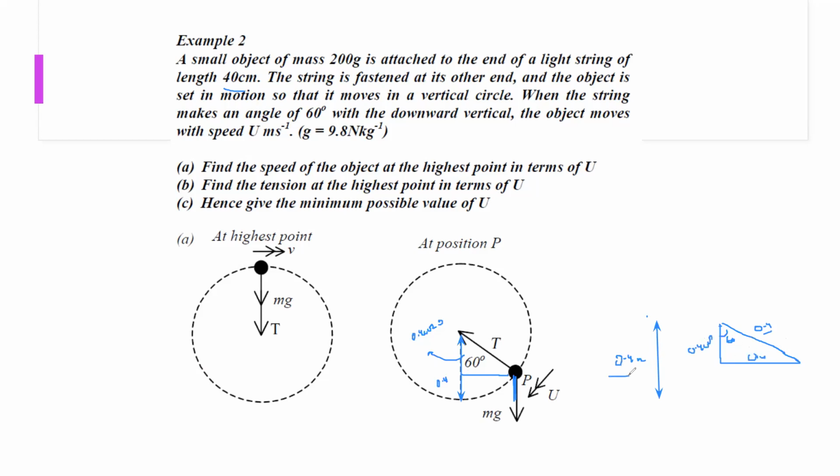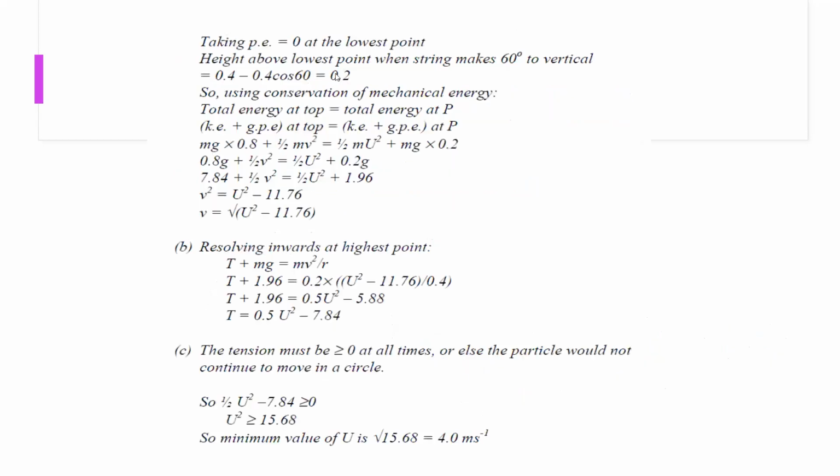So if 0.4 minus 0.4 cos theta, what will I get? I will get this vertical distance from the lowest point, or the height above the lowest point. So that's why first what we did, we got the height above the lowest point, which was 0.4 minus 0.4 cos theta, which is 0.2.